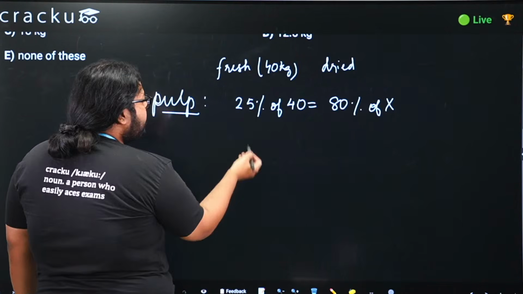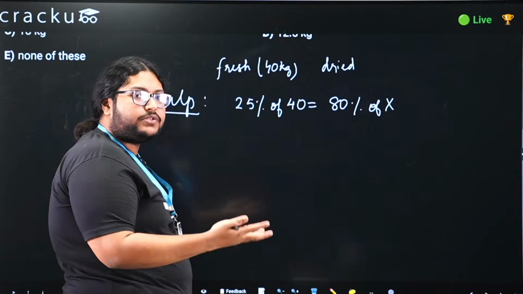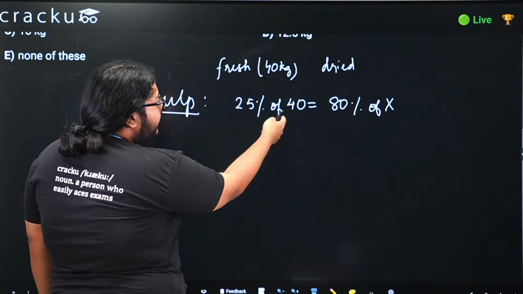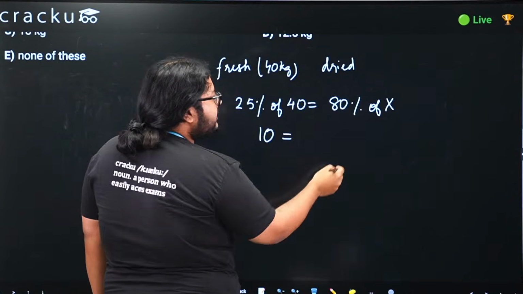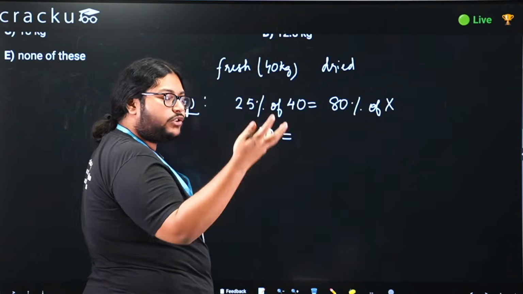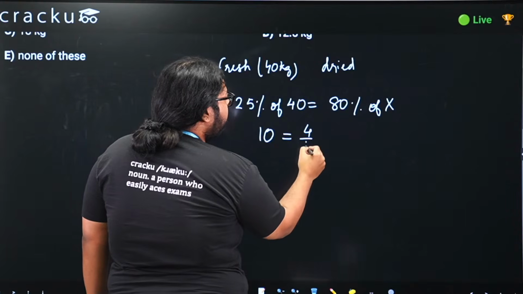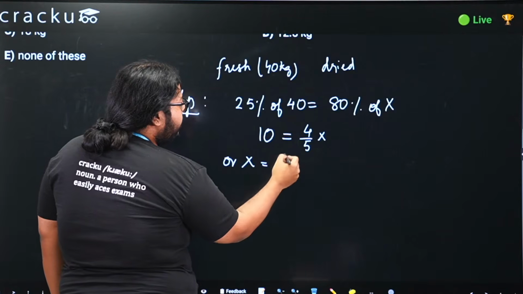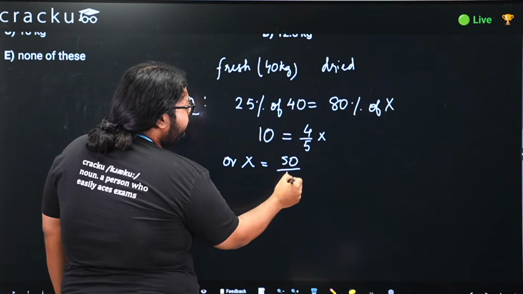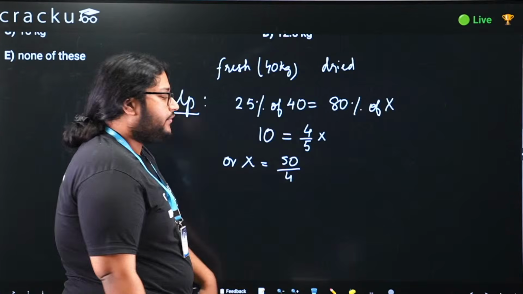Now 25% is 25 by 100, which is 1 by 4, and 1 by 4 times 40 will give me 10. So 10 should be equal to 80%, which is 80 by 100, which is 4/5. So 10 is equal to 4 by 5 x, or x is equal to 50 by 4. 50 by 4 is 25 by 2, and 25's half is 12.5.